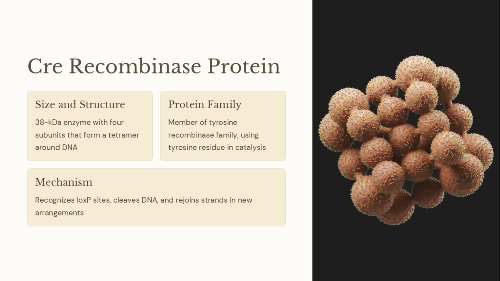Cre recombinase is a 38 kDa enzyme with 4 subunits that form a tetramer around DNA. It belongs to the tyrosine recombinase family, using a tyrosine residue in catalysis. The enzyme recognizes Lox P sites, cleaves DNA, and rejoins strands in new arrangements.